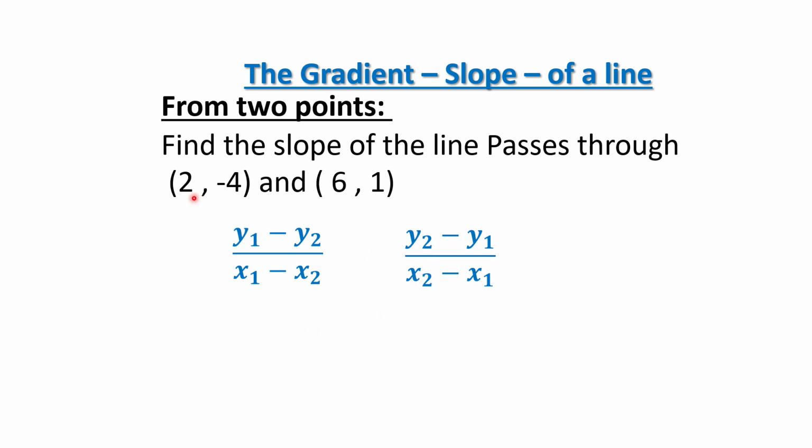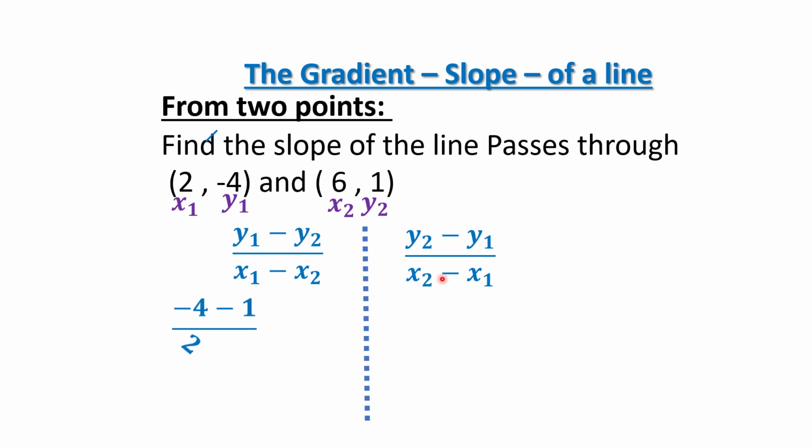Now let's have a solution of this example. The first point is (2, -4). Let's just call it x1 and y1, because it's the first point, and the second point is (6, 1), so it's x2, y2. Now just substitute the values. y1 is -4, y2 is 1, x1 is 2, x2 is 6.